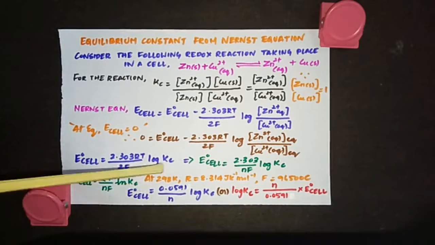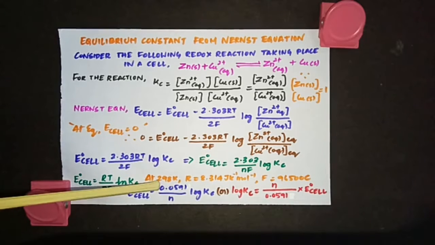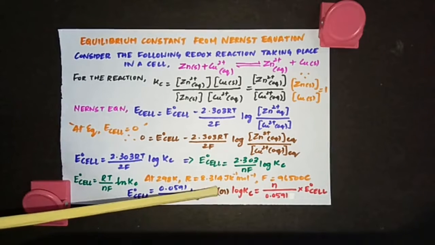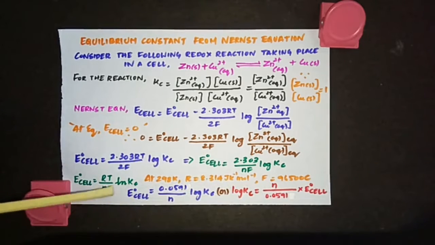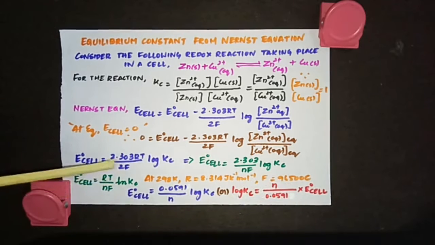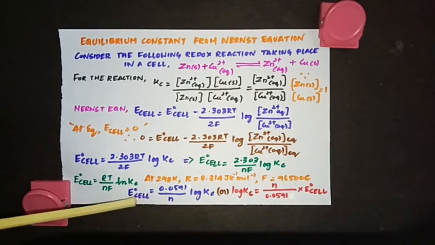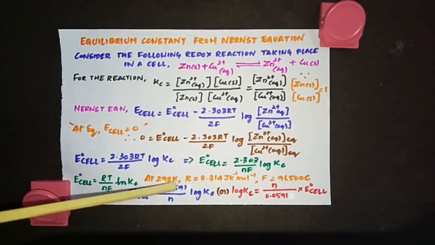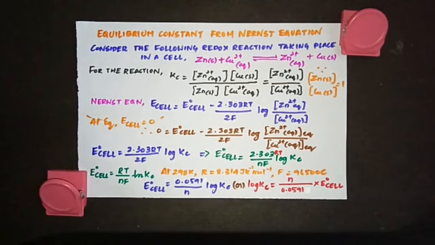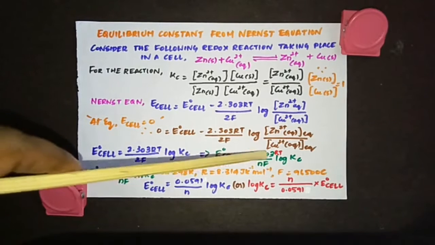So at 298 Kelvin, where we are taking the temperature T to be 298 Kelvin, and you know the R value is 8.314 Joule Kelvin inverse mole inverse, and Faraday is 96,500. If you substitute all these values here, you are getting E naught cell is equal to 0.0591 by N log Kc. So we are substituting all these values. So here also you can substitute.